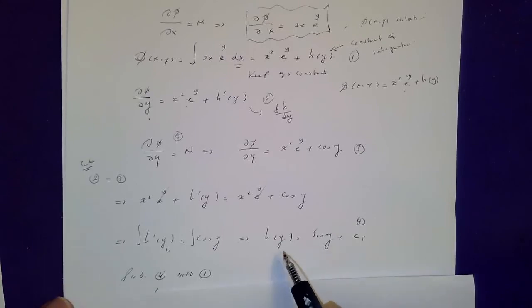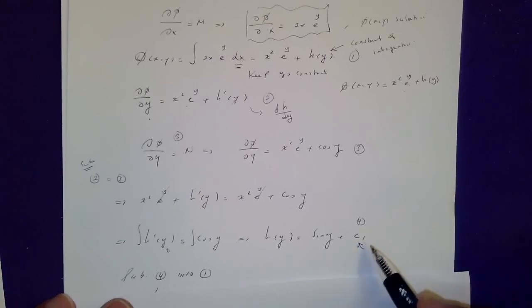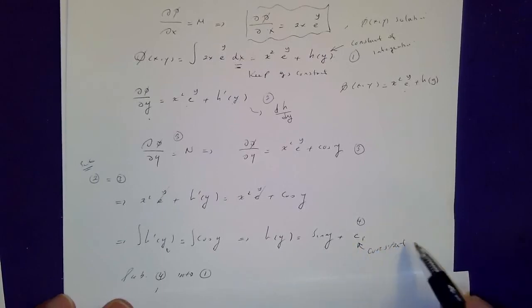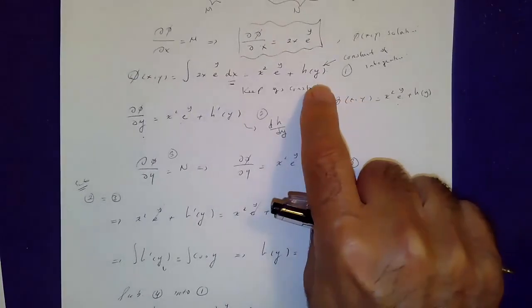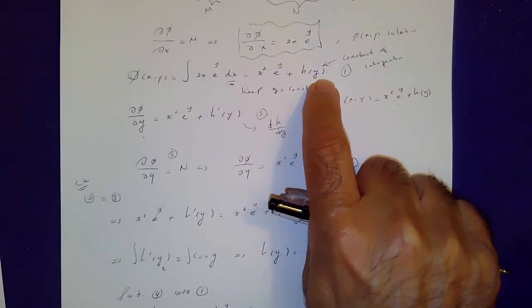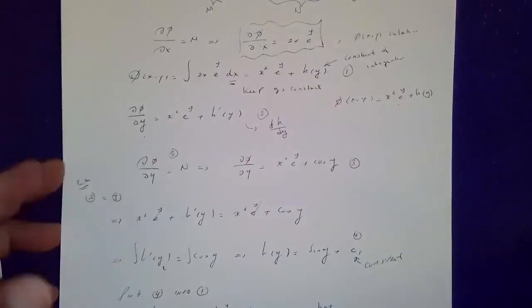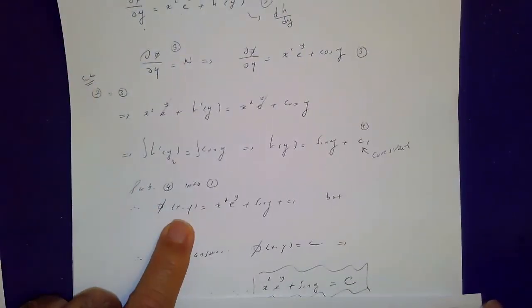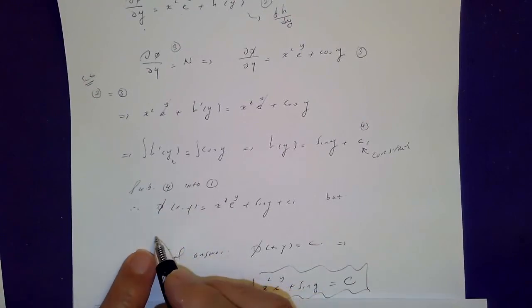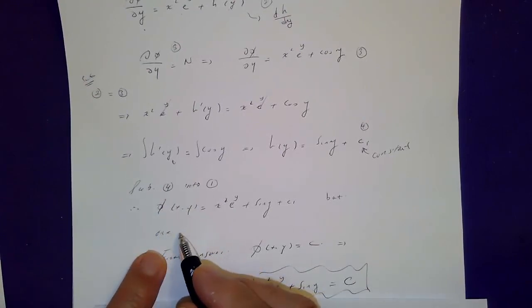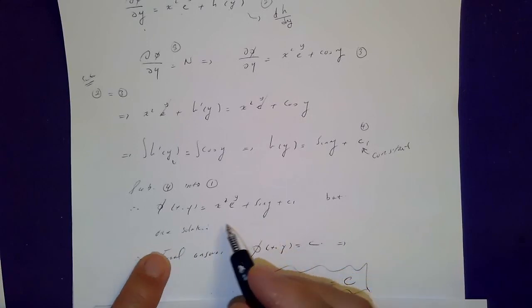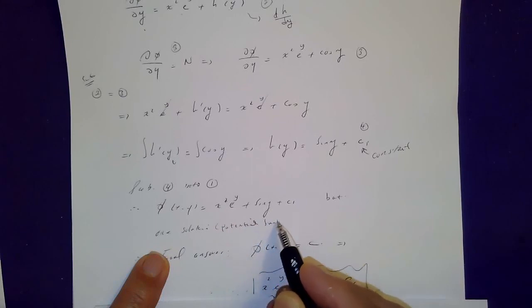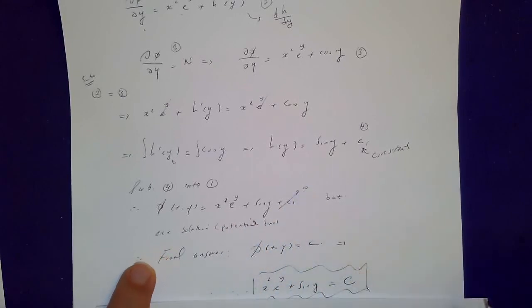Because this is a single variable function, now you are allowed to attach a constant, correct? Call this equation number 4. Take equation number 4 and substitute h of y here, and that would be your potential function. However, because I need just one potential function or one solution, I don't need infinitely many solutions at this point, we set this constant equal to 0.